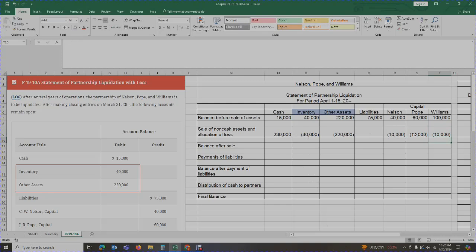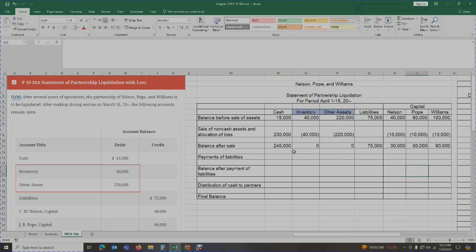So now that I've recorded step number 2, I'm going to calculate my balance after the sale. Your balance after the sale is equal to your balance before the sale of assets plus the sale of non-cash assets and allocation of loss, okay? You're going to add those together and it'll give you your total. I am using Excel, so I'm just going to copy the formula to save time. Once you enter the formula in the first cell, grab the little box on the right corner, move your cursor to the end and voila, you've got your ending balances.